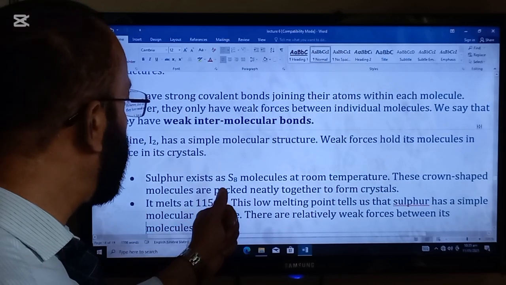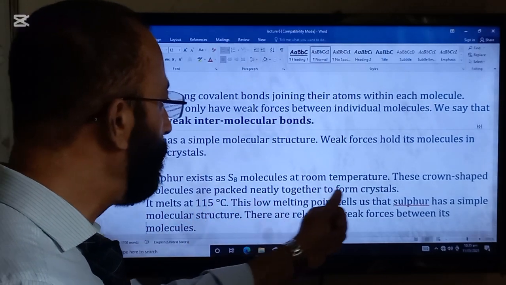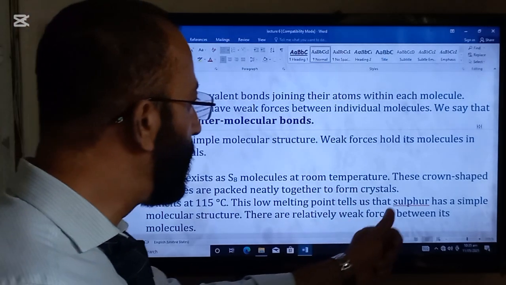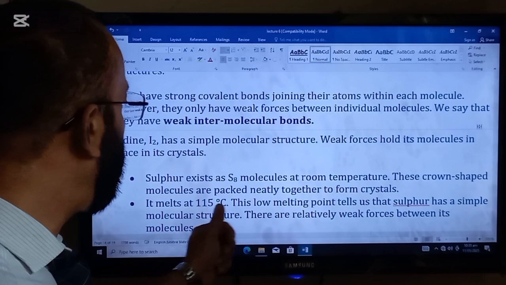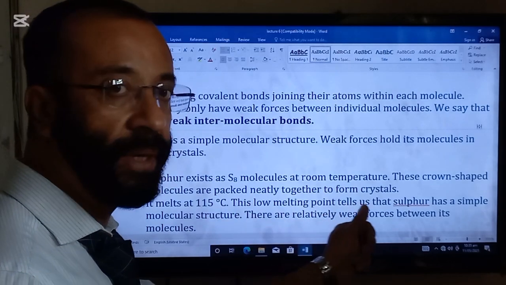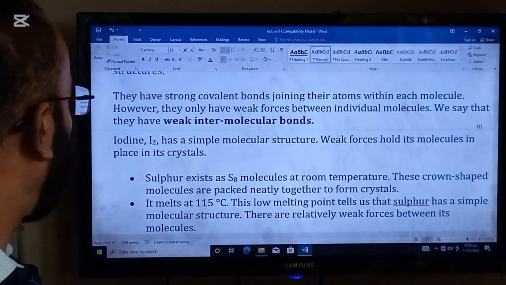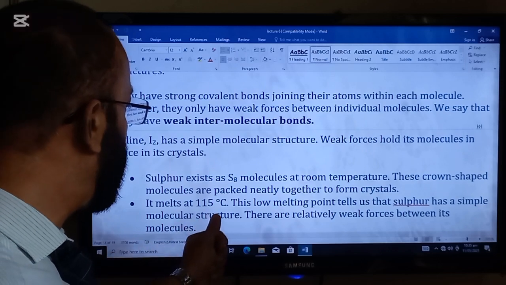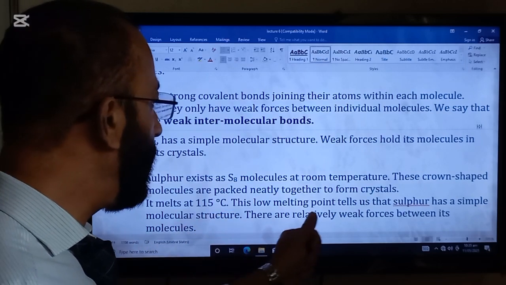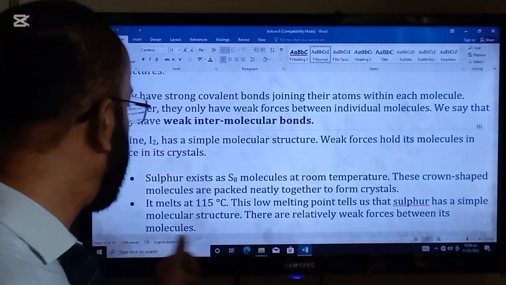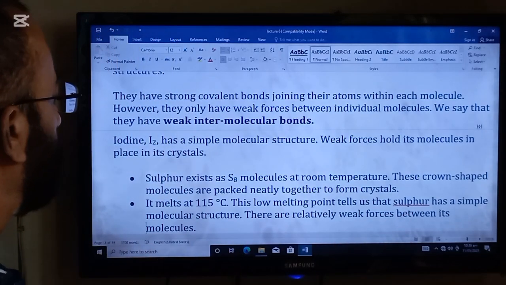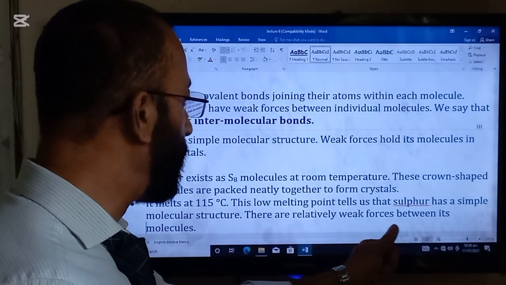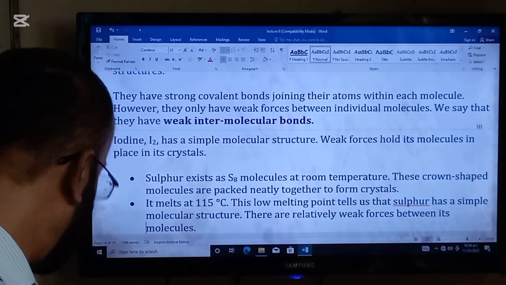Sulfur exists as S8 molecules at room temperature. These crown-shaped molecules are packed neatly together to form crystals. It melts at 115 degrees C. This low melting point tells us that sulfur has a simple molecular structure. There are relatively weak forces between its molecules.